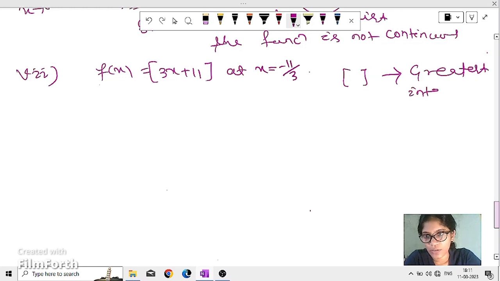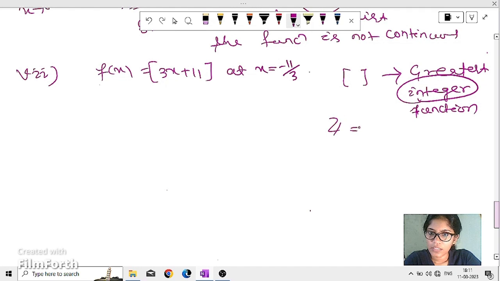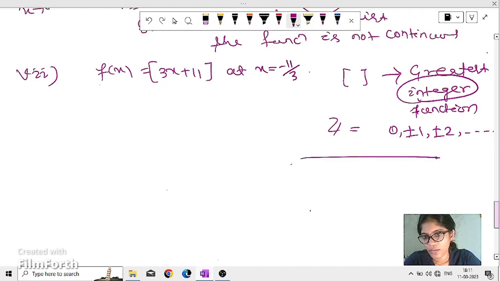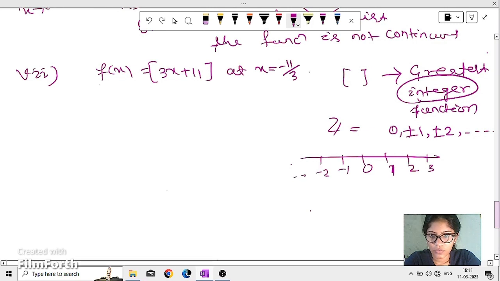The greatest integer function is written inside a square bracket. In the word greatest integer function, you hear the word integer. That means all values should be integers. The integers are 0, plus minus 1, plus minus 2, and so on: 0, 1, 2, 3, minus 1, minus 2, and so on.